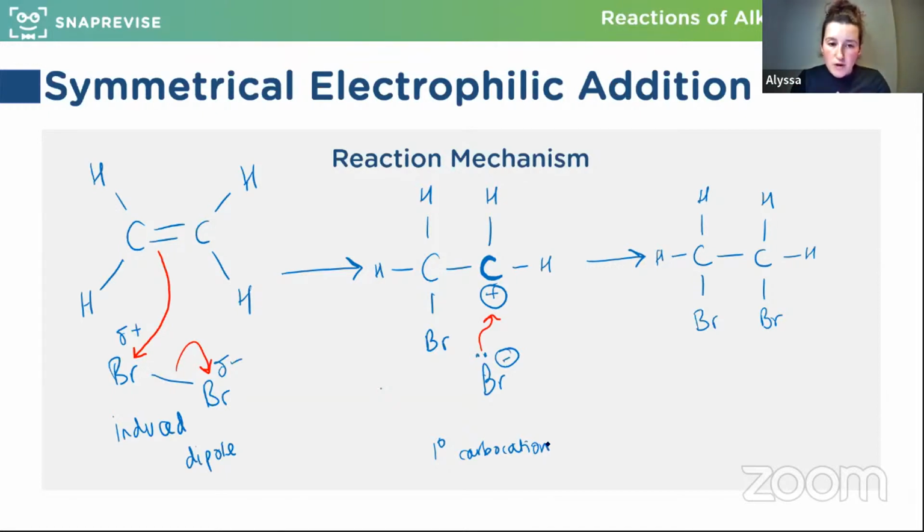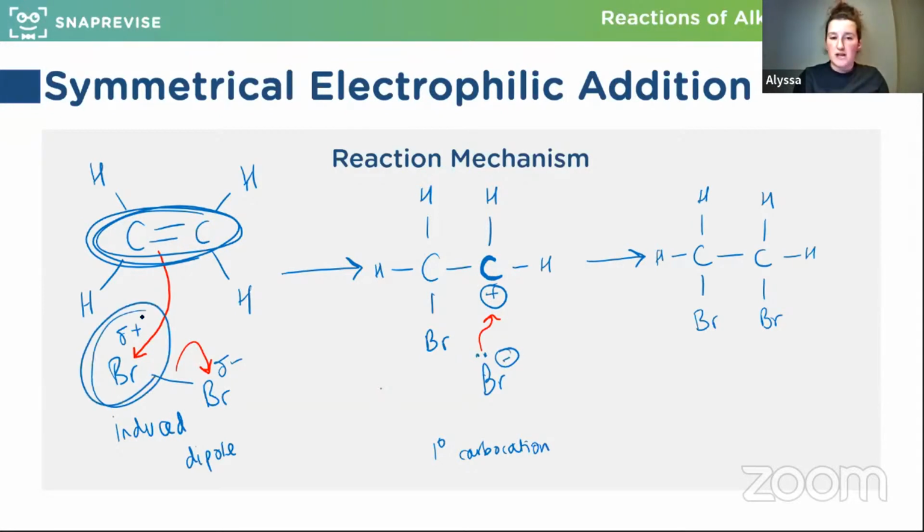Why does it start with positive bromine and not negative bromine? Good question. Because this double bond is an area of high electron density. It's negative. Electrons are negatively charged. So it is going to be attracted to a positively charged bromine, not a negatively charged bromine. Think about magnets. If you point north and north to each other, they repel each other. That delta negative bromine is not going to want to go anywhere near a very high electron dense double bond. So it's going to be attracted to a positive charge.